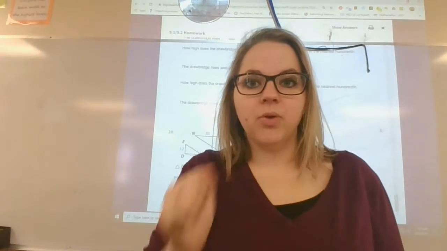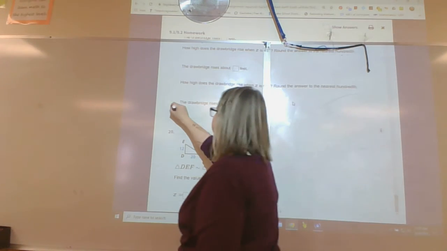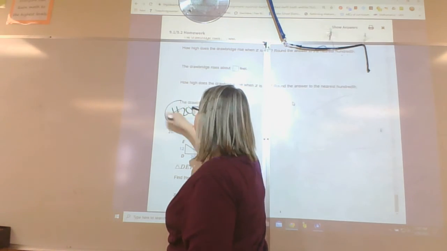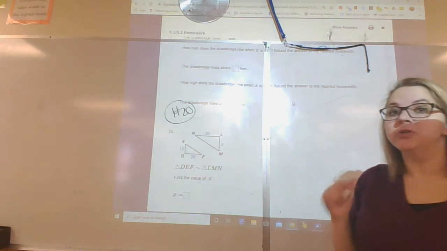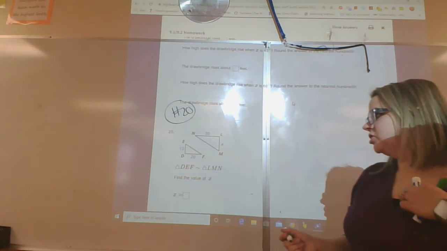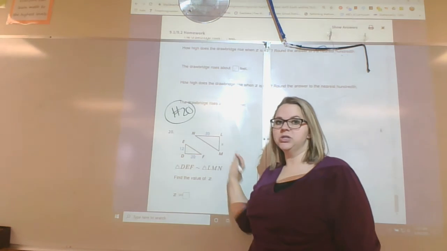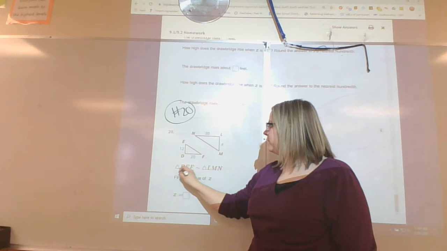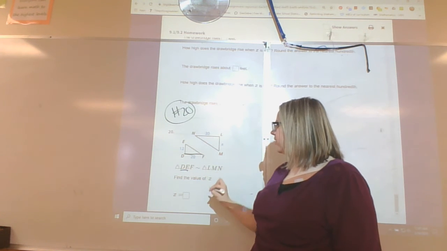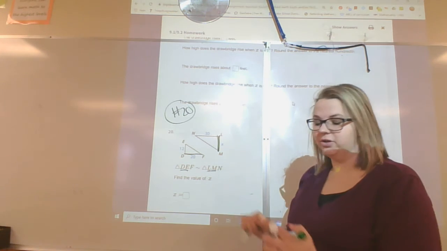Okay, last one I want to do on 9.1, 9.2 is number 20. So here's number 20. This is dealing with similar triangles, which we have done before. It's just been quite a bit of time. So similar triangles here. I have this triangle similar to this one. Now DF means the side DF goes with LM. These two sides go with each other.